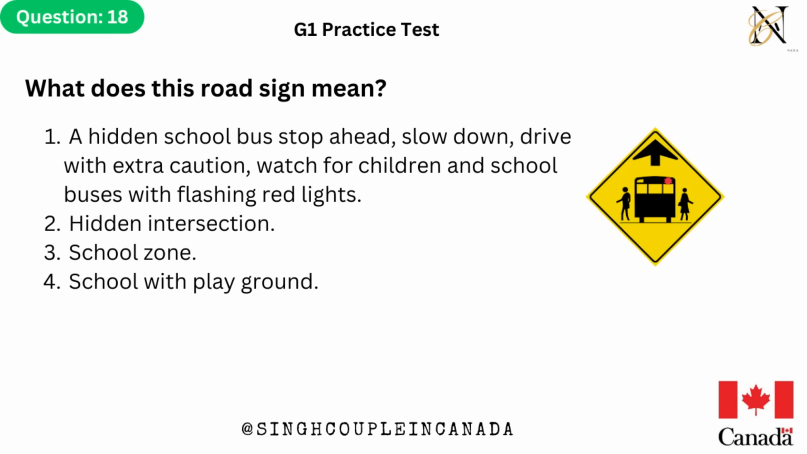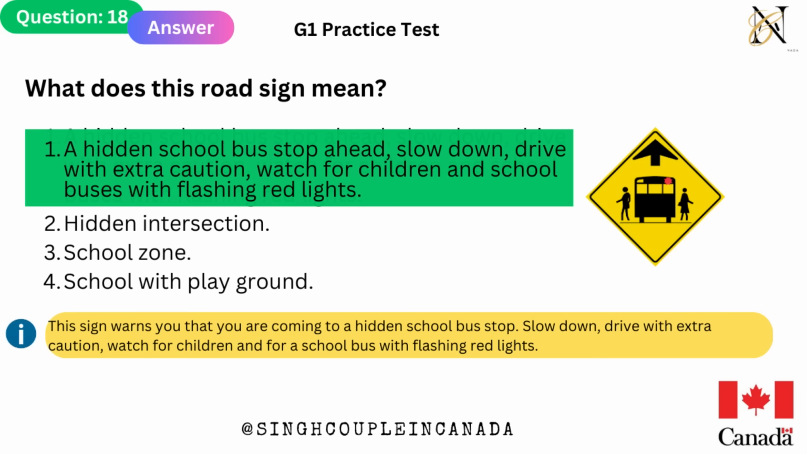What does this road sign mean? A hidden school bus stop ahead, slow down, drive with extra caution, watch for children and school buses with flashing red lights. Hidden intersection, school zone, school with playground. The answer is 1, a hidden school bus stop ahead. This sign warns you that you are coming to a hidden school bus stop. Slow down, drive with extra caution, watch for children and for a school bus with flashing red lights.